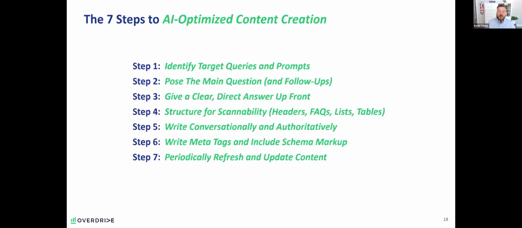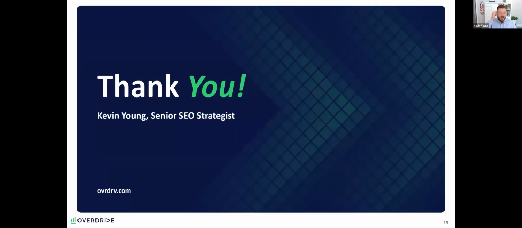We're going to then write conversationally and authoritatively. And then we're going to write meta tags and include the relevant schema markup before publication. And then after publication, we're going to periodically refresh and update our content to ensure that it stays up to date and top of mind for these LLMs. And that is pretty much it.